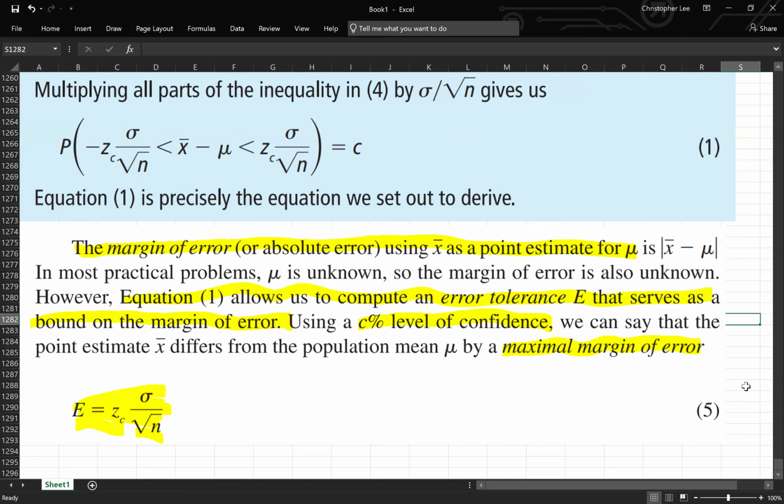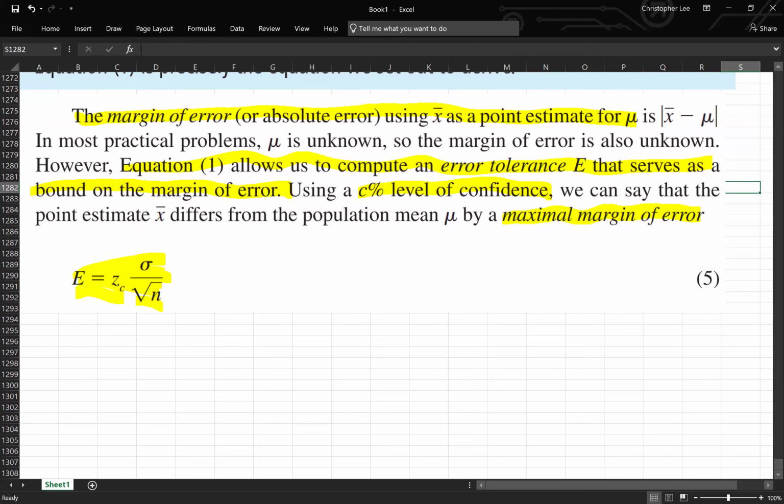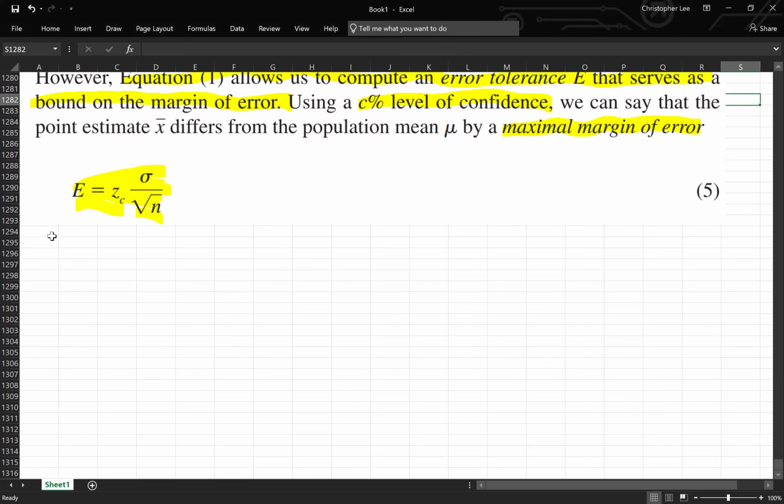So using the confidence level, which is like C with the percentage, we can say that the point estimate X bar differs from the population mean mu by a maximal margin of error, E, equal to Z critical times the standard deviation divided by the square root of n. Remember this, really important formula right here. This is on your formula sheet. This is chapter 8, the next slide. It's right there. That's the first formula right there. Oh, we about to go deep right now. There's some good stuff right here.